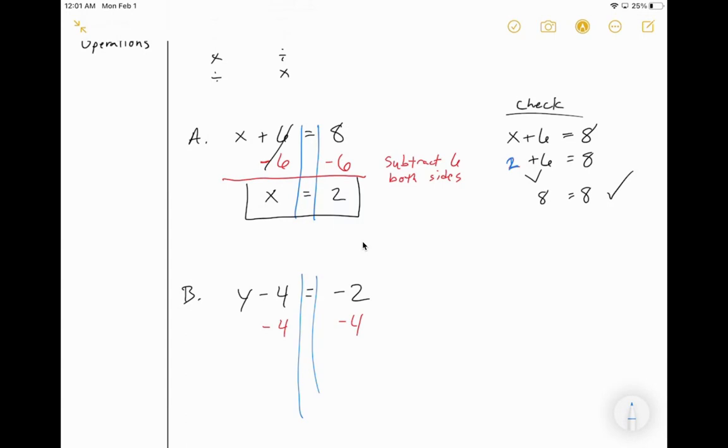This time you shouldn't subtract because you end up with negative 4 and negative 4, which isn't 0. That's negative 8. And now you ended up with y minus 8, and you didn't get any closer to getting the variable by itself. So this is not going to work.